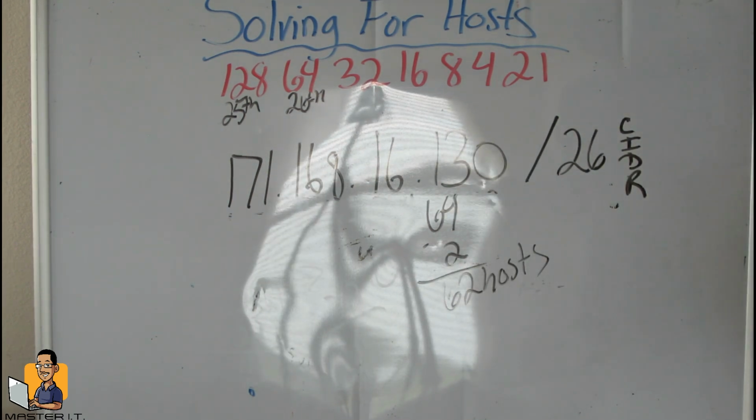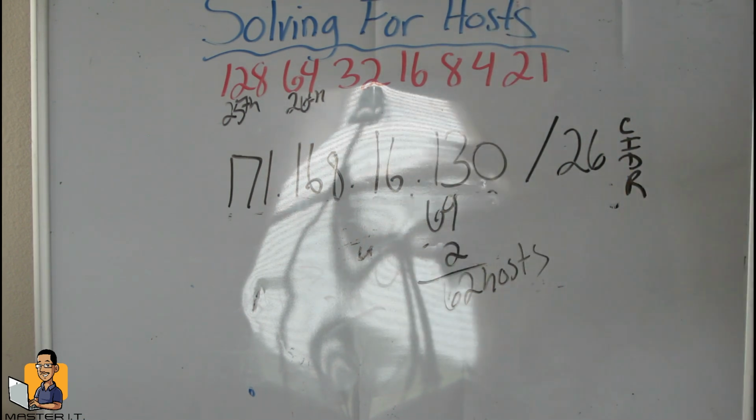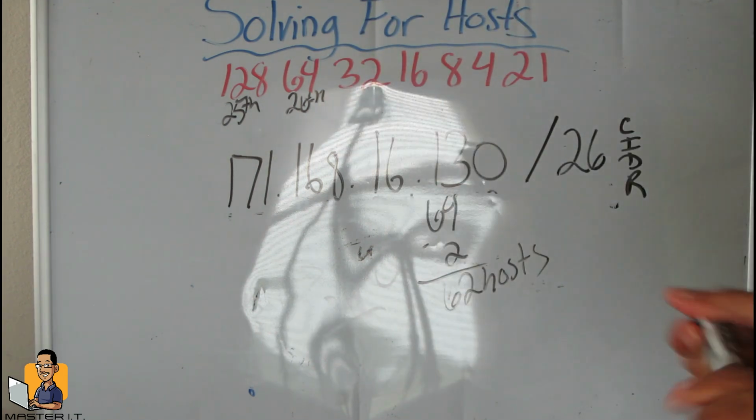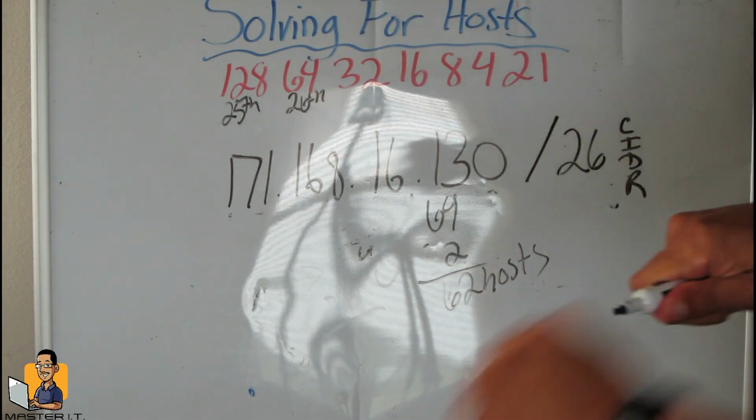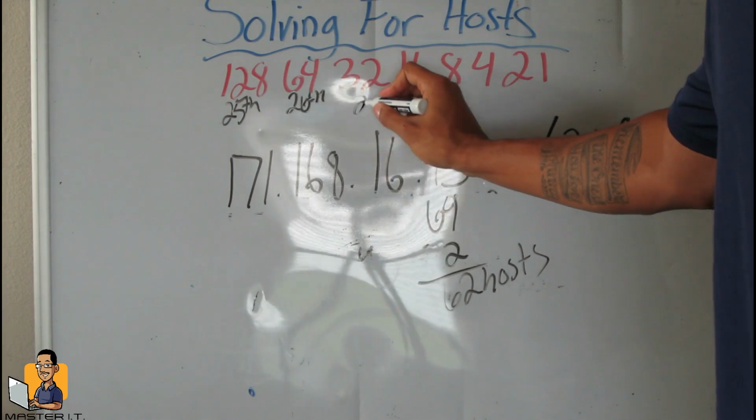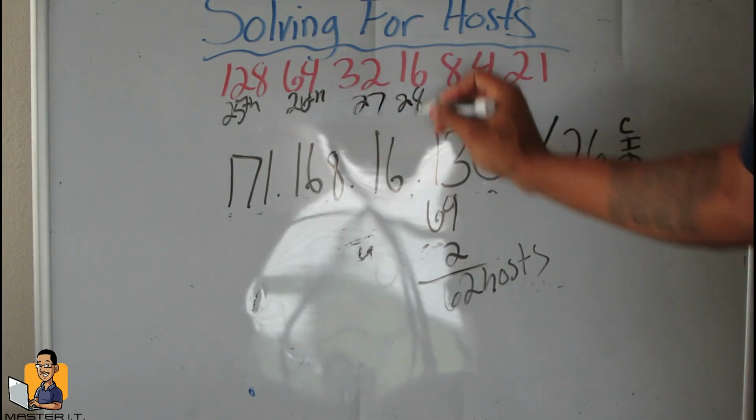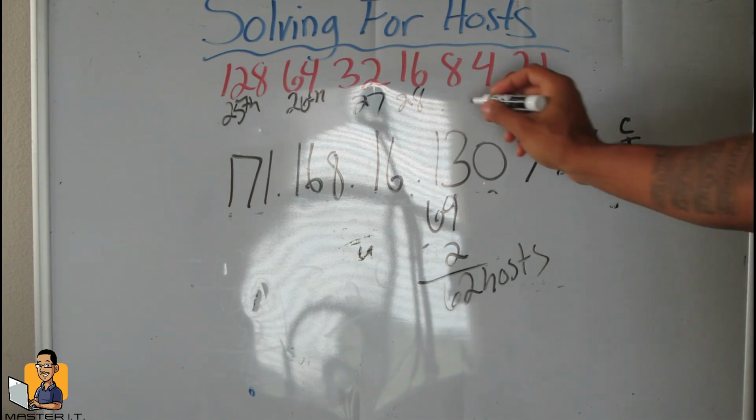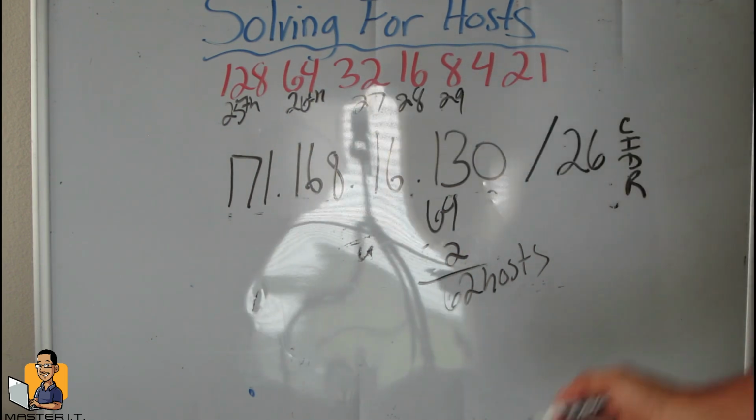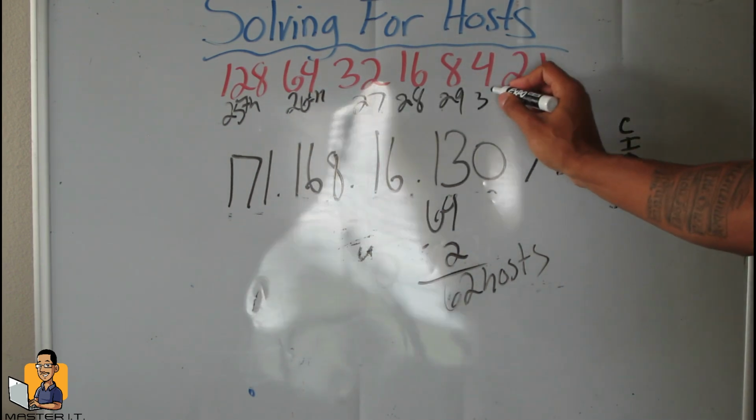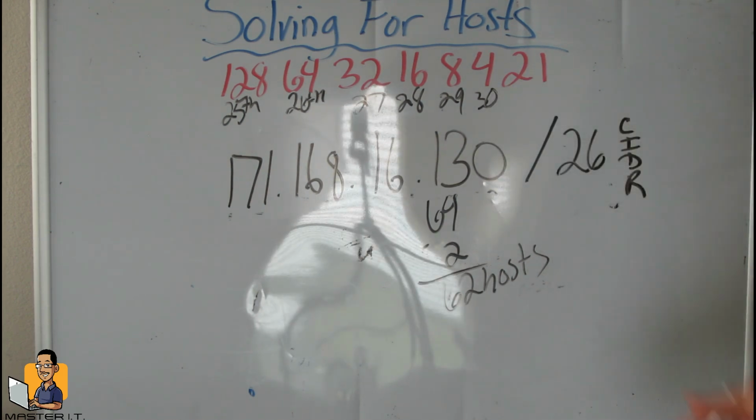Perfect, gang. Like I said, this is going to have to come through repetition, and it's super easy in the last octet. If you got a CIDR of 27, it's going to be 30. A CIDR of 28, it's going to be 14. A CIDR of 29, it's going to be 6. A CIDR of 30, it's going to be 2. You'll never have a CIDR more than 30.